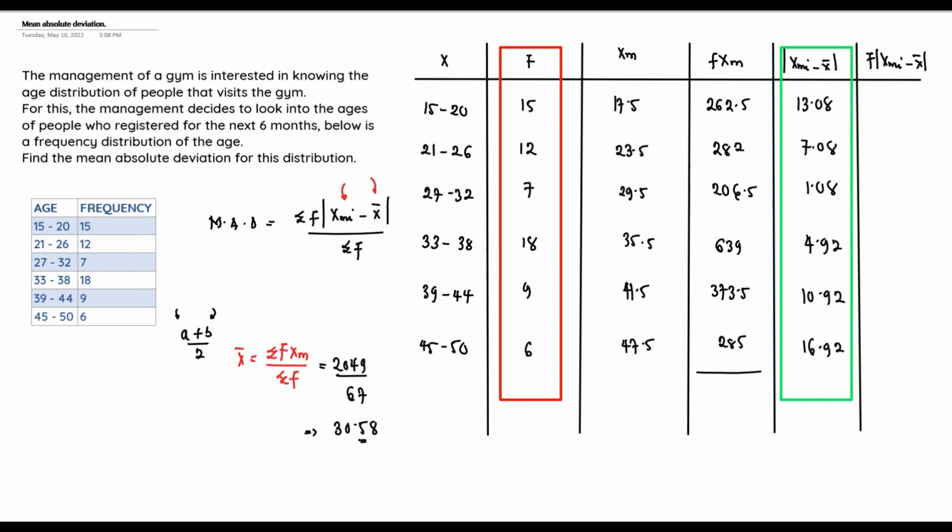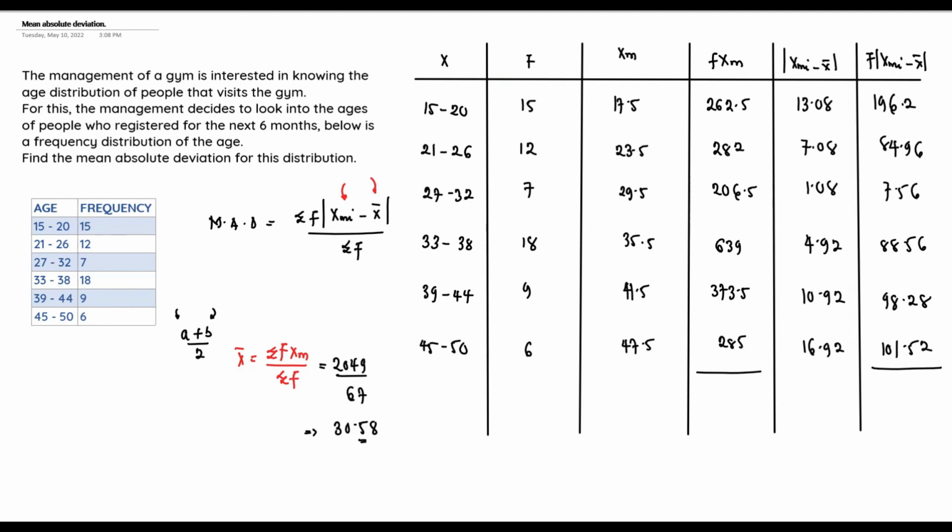So that's going to be 15 times 13.08, and that is 196.2. 12 times 7.08 is going to be 84.96. 7 times 1.08 is going to be 7.56. We have 18 times 4.92, which is going to be 88.56. We have 9 times 10.92, which is equal to 98.28. And then we have 6 times 16.92, and that's going to be 101.52.